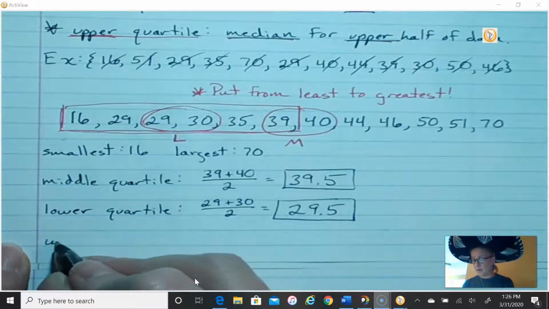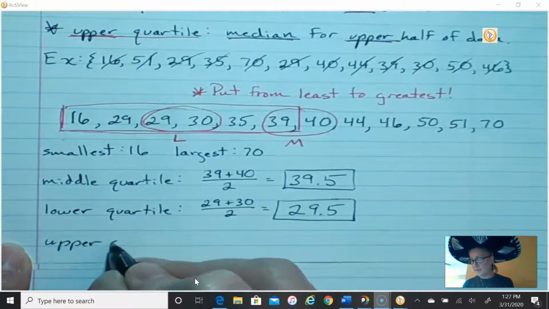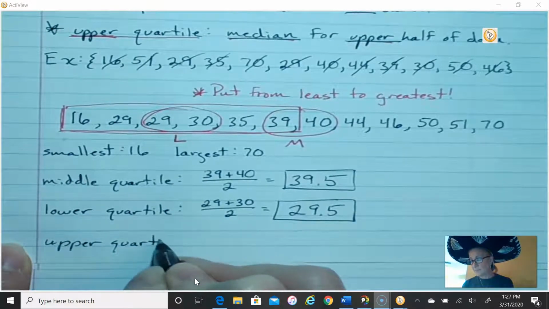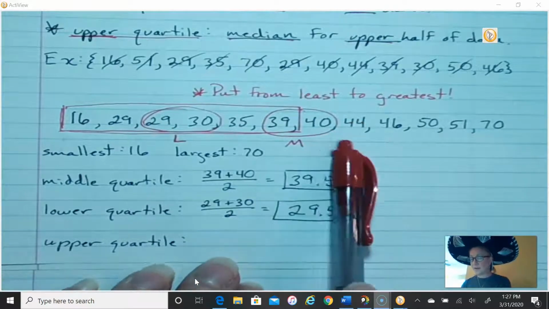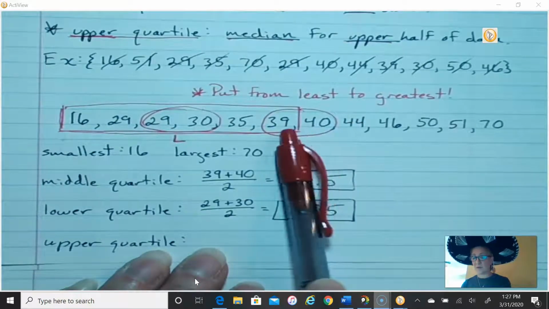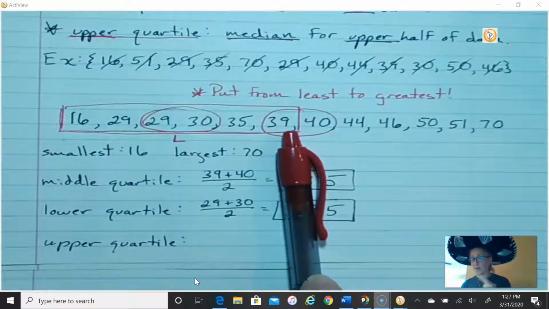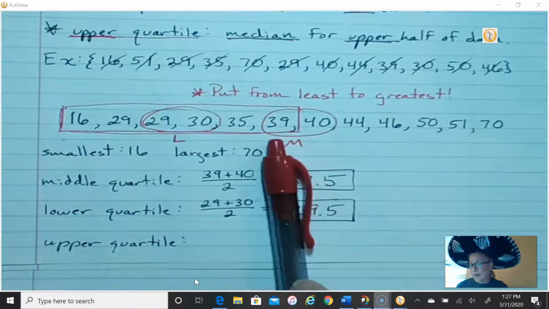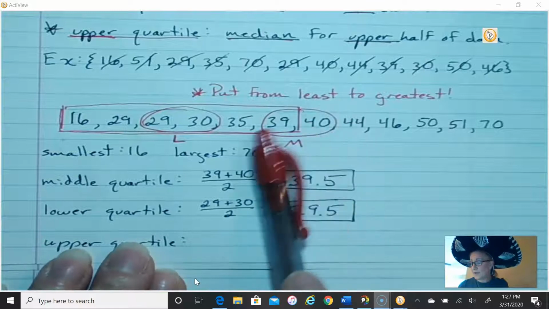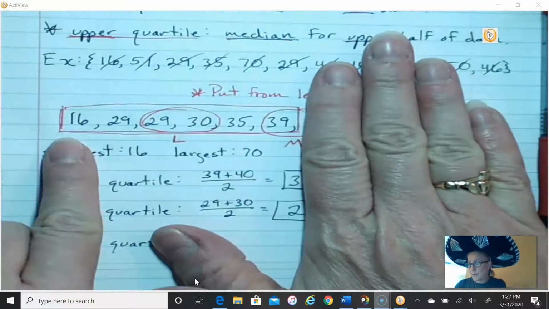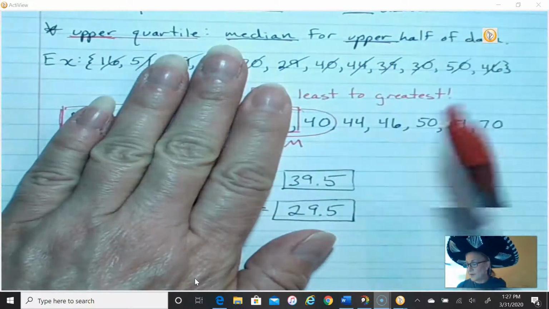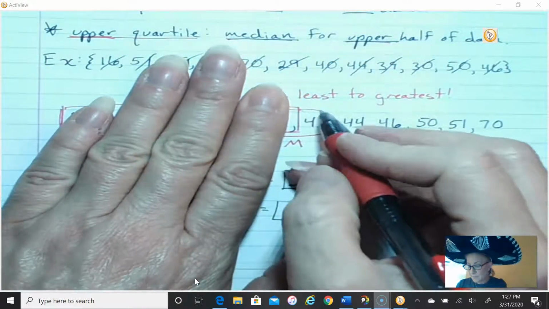Now, upper quartile is the same thing as the lower. Notice the middle quartile has two numbers, right? Not just one in the middle, there's two. So we have to divide them up. That's your middle. The lower half is that part. The upper half is going to be this part.